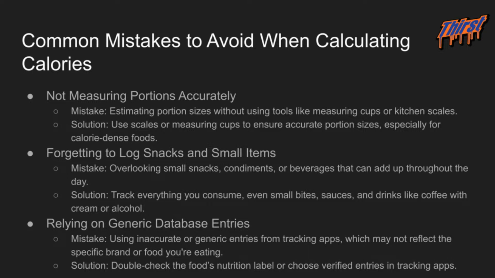Then we also have relying on generic database entries as an issue. The mistake is using inaccurate or generic entries from a tracking app, which may not reflect the specific brand or food that you're eating. And this is kind of the bad thing about those apps, is that you may have to scan a lot of stuff. They may not have exactly what you had. If you have to estimate, estimating's better than not having it. But if you're constantly estimating and you have no idea what the brands are that you're eating, you're probably going to be off a little bit. So the solution is to double check the food nutrition label or choose verified entries in tracking apps when you can. And that's going to help you be a little more accurate.